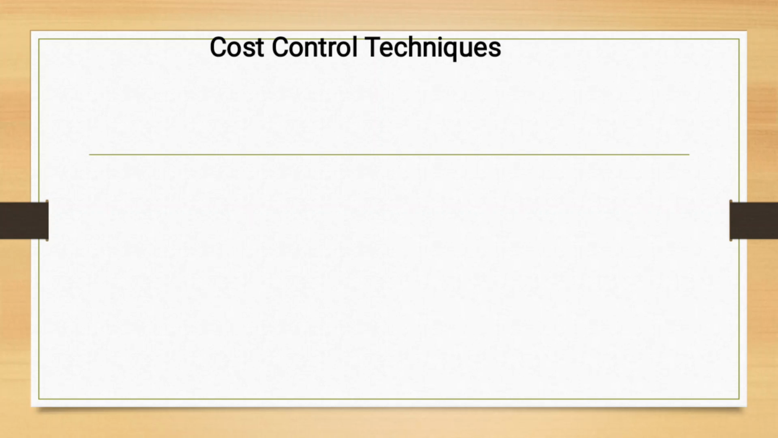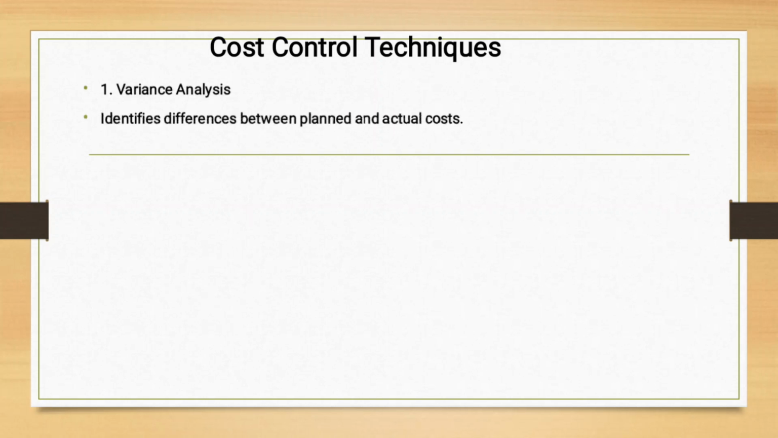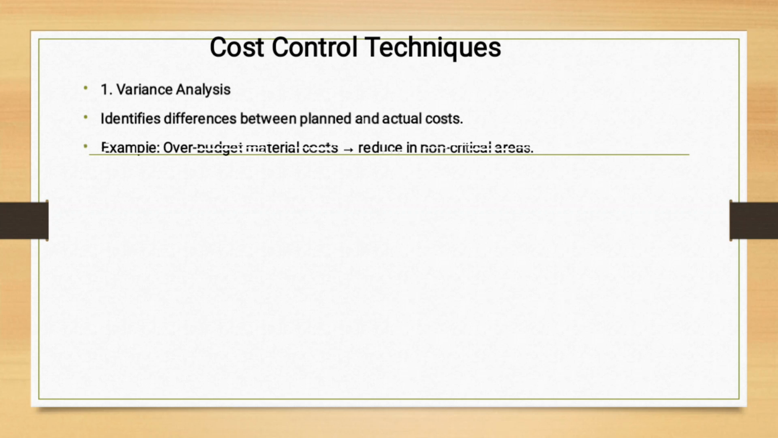Let's talk about cost control techniques. Number one, we have variance analysis. On variance analysis, you are identifying the difference between the planned and the actual cost. So on that one, you are dealing with those particular differences between the planned and the actual cost. I've got this particular example.